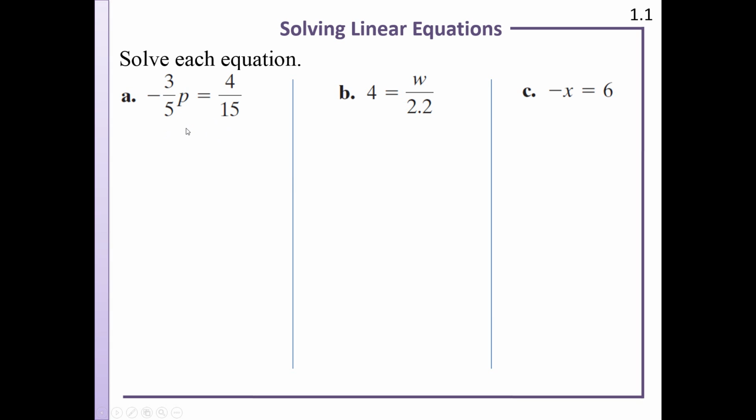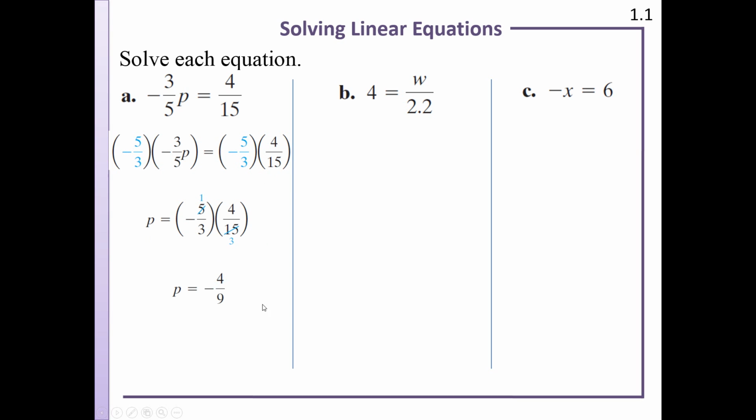So to get the coefficient to be 1 here, what we would do is multiply by the reciprocal. So if we multiplied by the reciprocal of the fraction, 5 over 5 is 1, 3 over 3 is 1, -1 times -1 is also 1, so the coefficient of p here will be 1. So now we know what p is equal to, and if we simplify the fraction on the other side, we find that the variable here is -4/9.